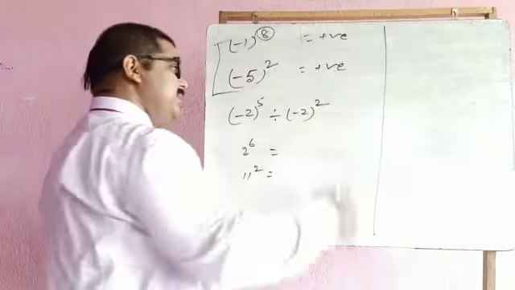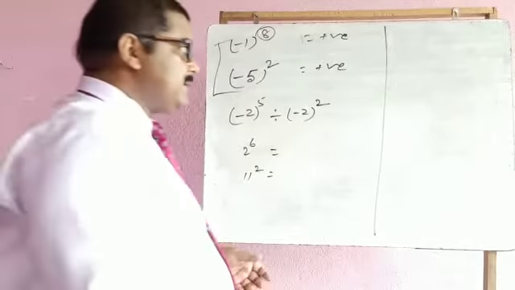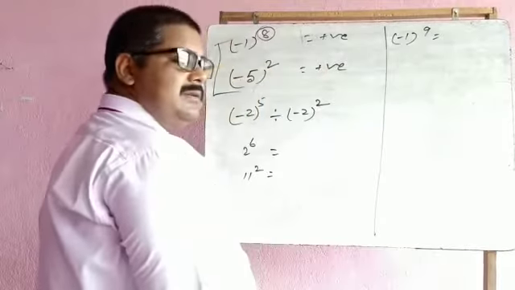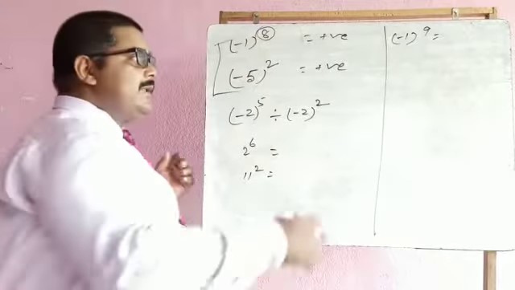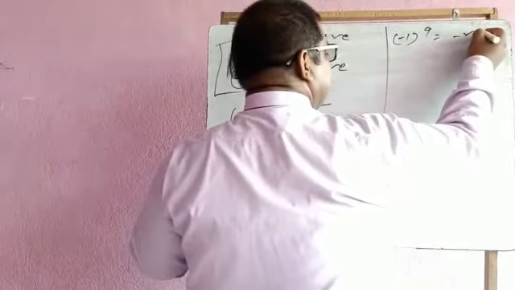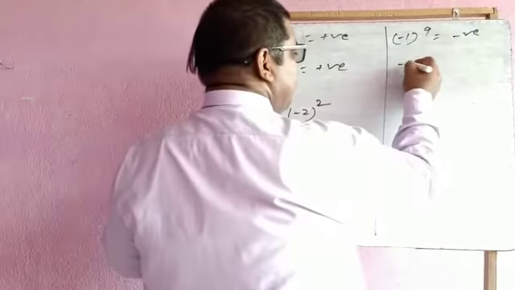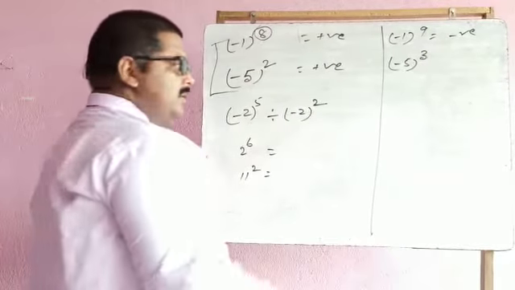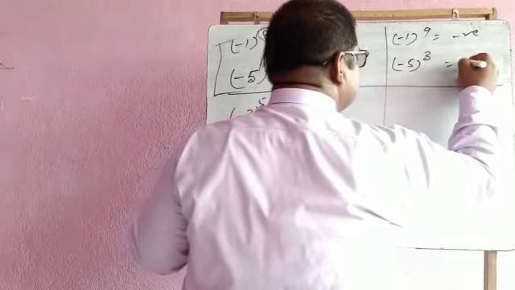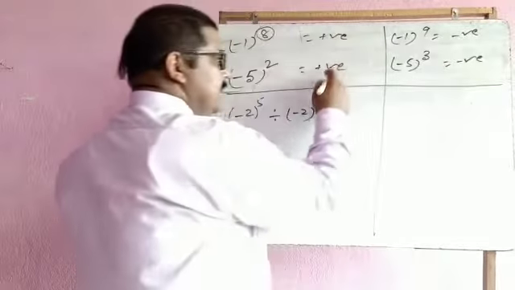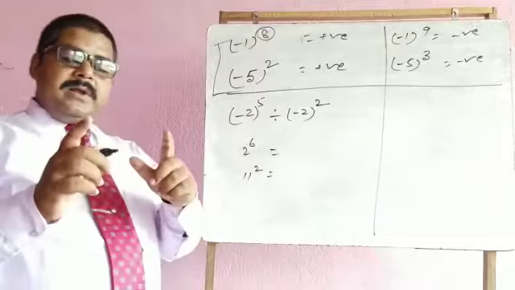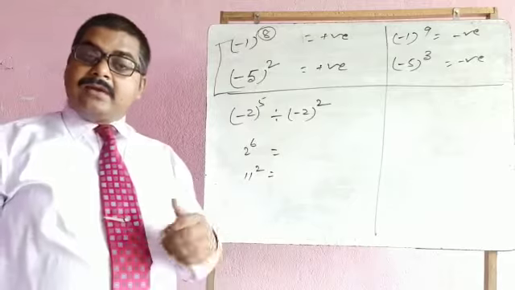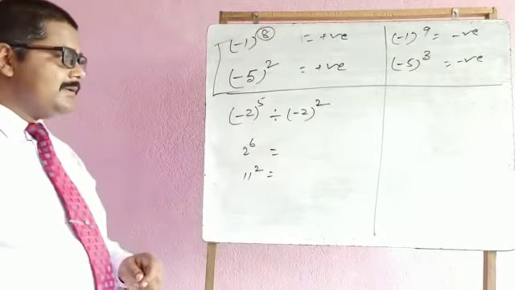Suppose you are given a question, minus 1 to the power 9, what will be its sign? Since 9 is an odd number, when you multiply, the result will be negative. If you multiply minus 5 to the power 3, 3 is an odd number, so the result must be negative. So what do you conclude? If you multiply an even number of times, the result must be positive, and an odd number of times, the result must be negative.